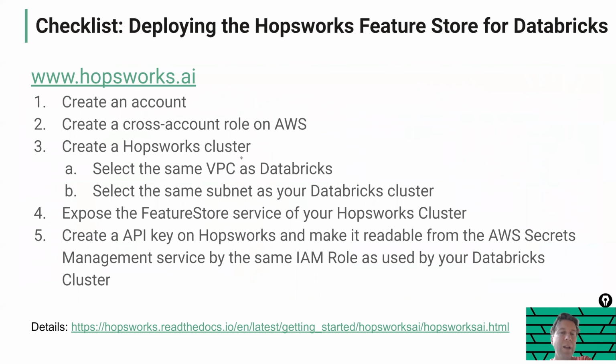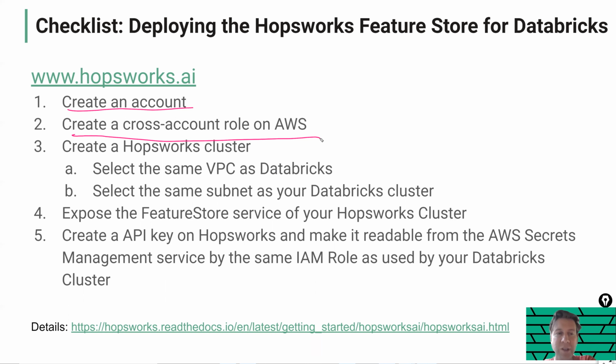So this is the checklist for how to deploy Hopsworks within the same VPC and subnet as Databricks to get started. The first thing you'll need to do is to create a Hopsworks cluster. And you'll need to create an account. And once you've created an account, you'll need to set up what's called a cross-account role on AWS. So in your AWS account, you'll need to create this cross-account role.